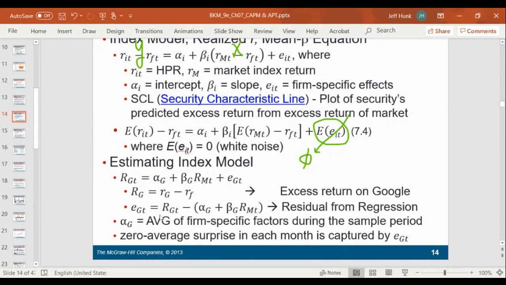The error is clearly the residual from regression. The systematic component and abnormal return cannot explain whatever is left. That's the residual.